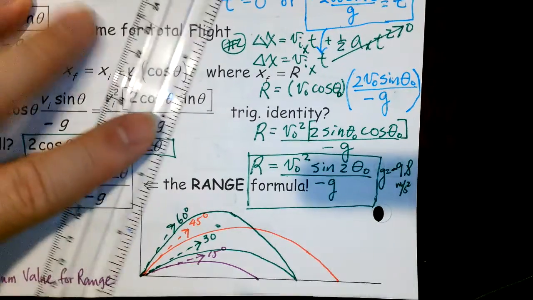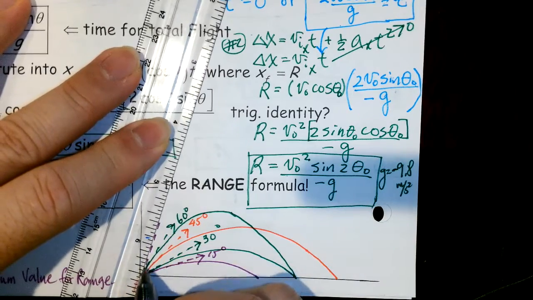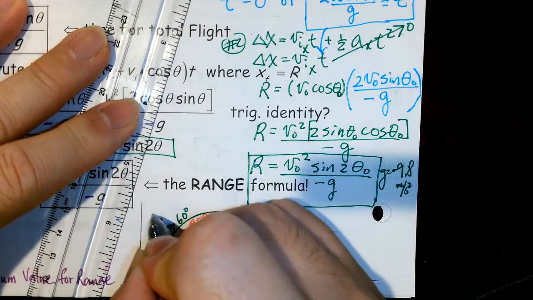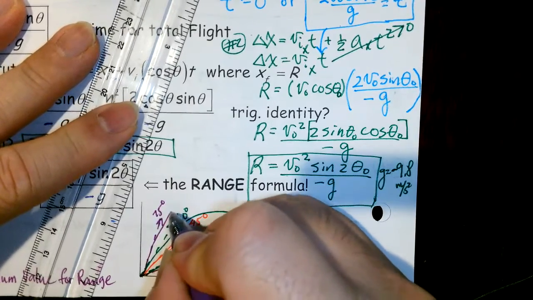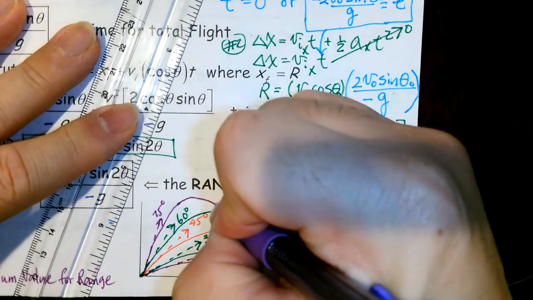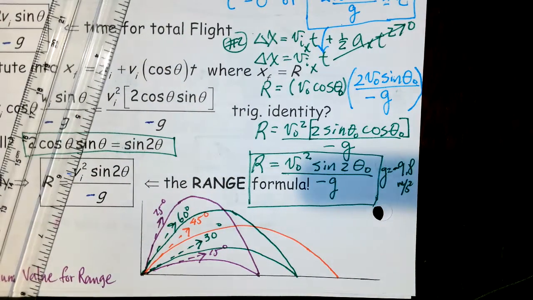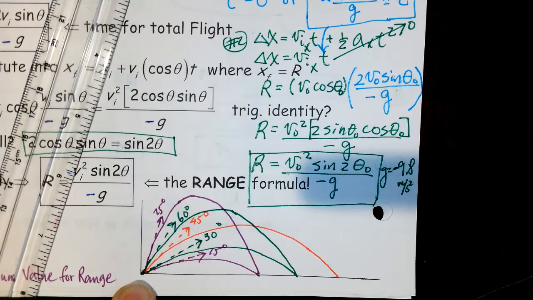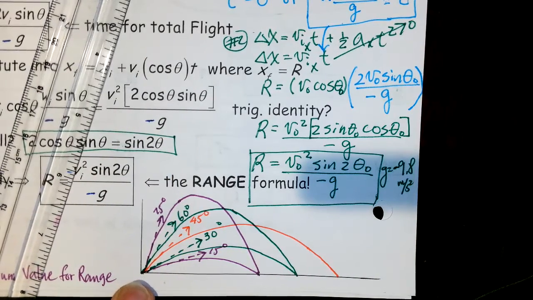And if you're going 75 degrees, it will go even higher than 60, but not as far as my 60. And of course, 0 degrees will remain at 0 right here. And then 90 degrees will just go straight up and come back down, so it'd be 0 degrees. 0 meters in the range.